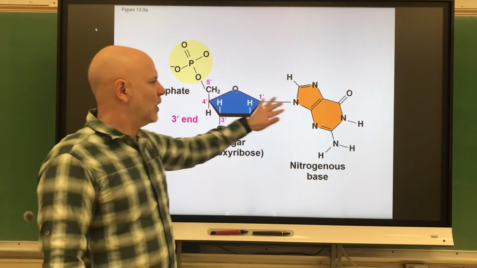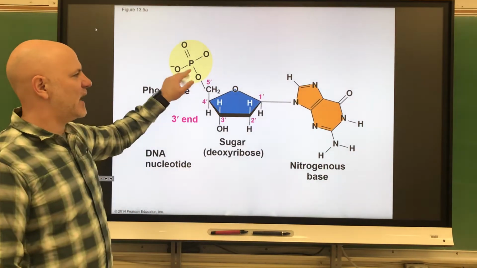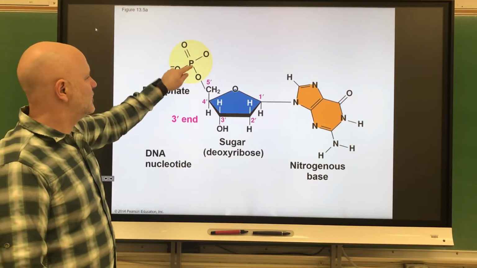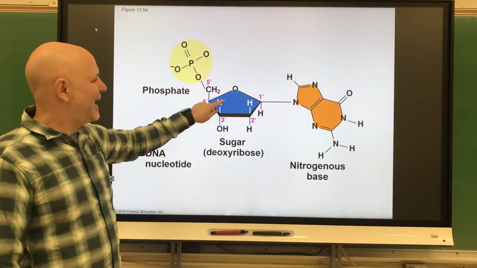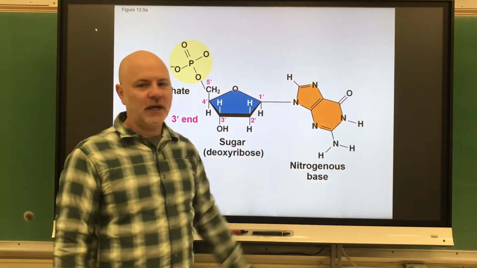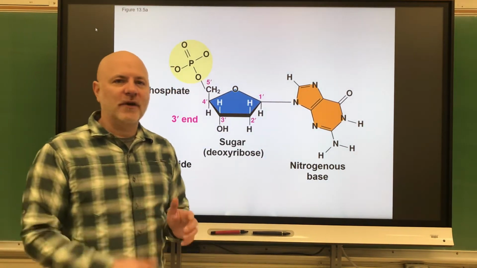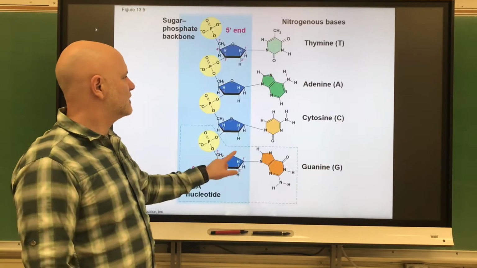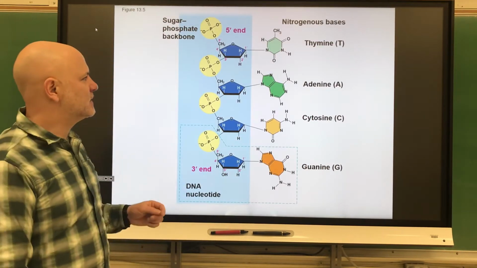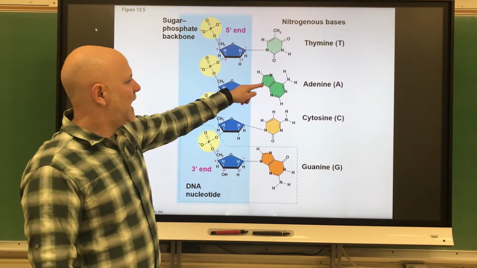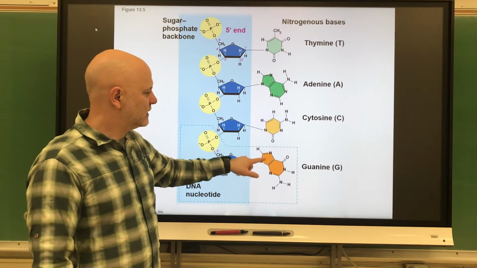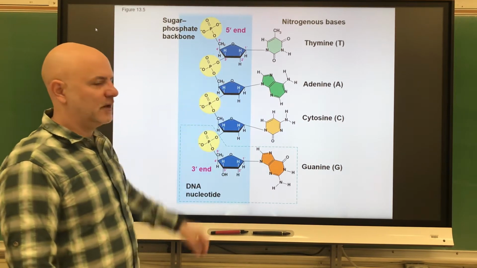So this is showing one nucleotide, and each nucleotide has 3 parts to it. So each one is made of a phosphate group, shown here, a deoxyribose sugar, shown here, and a nitrogenous base, right here. And there are 4 different nitrogenous bases. So if we go back to this previous picture, 2 of these nitrogenous bases are called purines. So adenine here is a purine, and guanine is a purine. So this is the nitrogenous base, which makes that a different nucleotide.